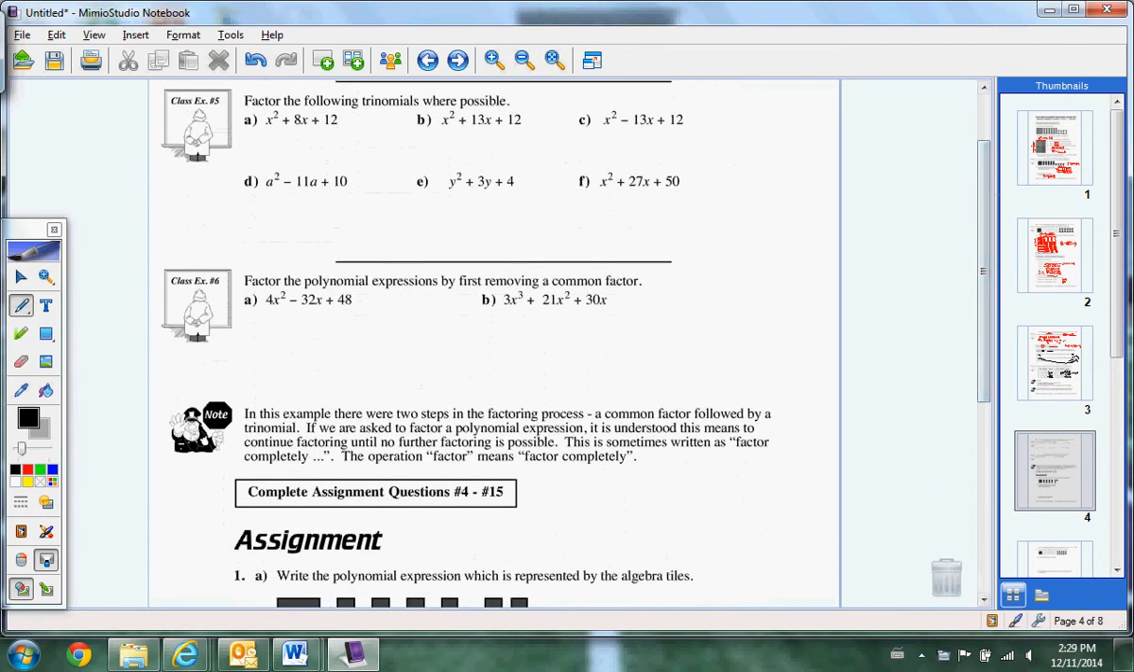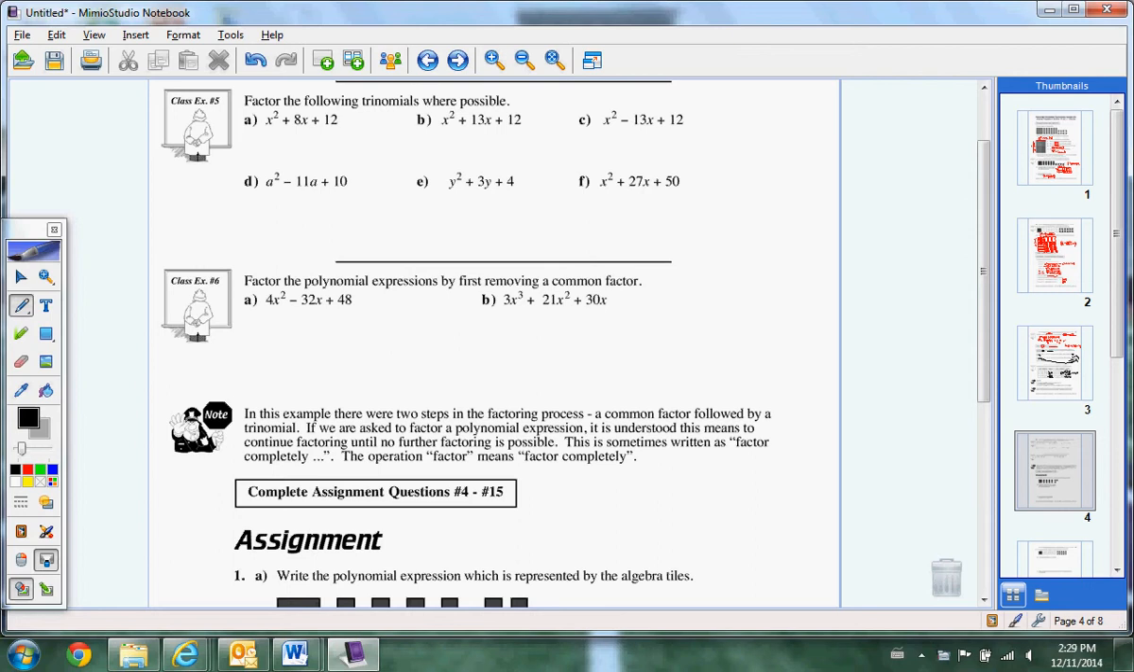Okay, so we're going to factor the following trinomials where possible. Sometimes you can't factor them, okay? Sometimes you can't do it. So let's just do the first section together, and I'll let you try that second section on your own first. We'll do the top row together. I'll let you do the bottom row.